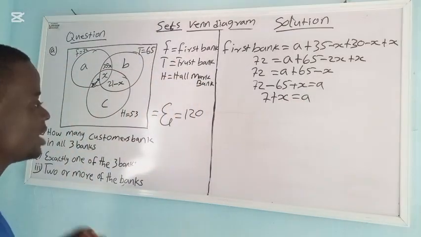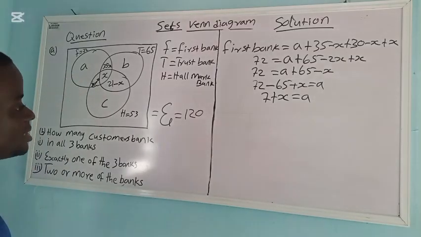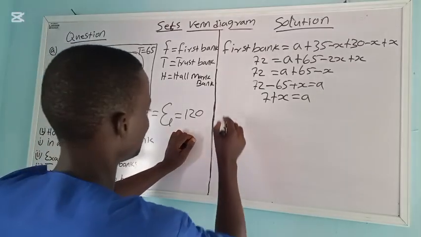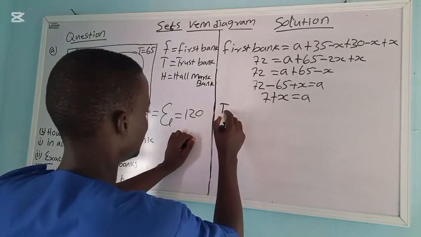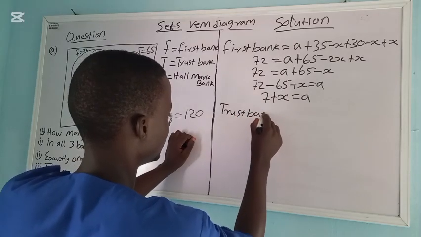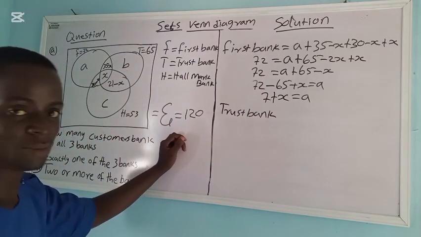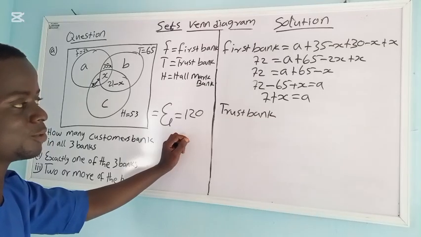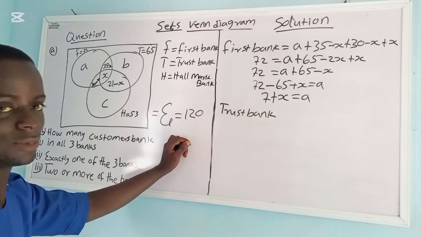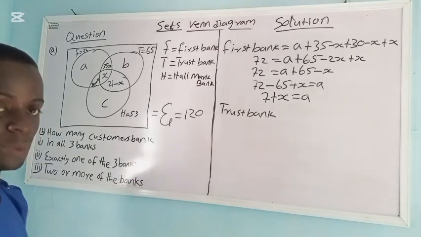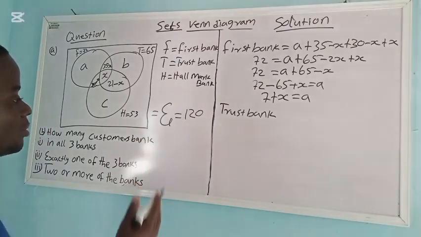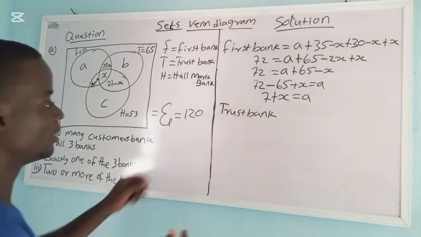So now we have found A, and it is left for us to find the remaining two banks, which are Trust Bank and Hallmark Bank. We have Trust Bank. Well, this method is very long, but for me it is more explainable than the first one I used. Some people may understand this one, and some may understand that one. So that's why I want to use it.